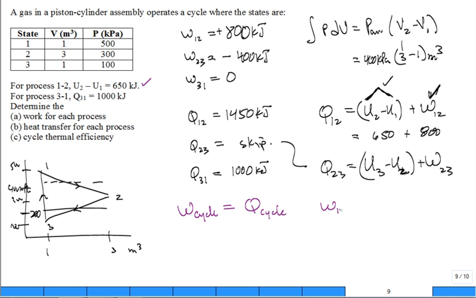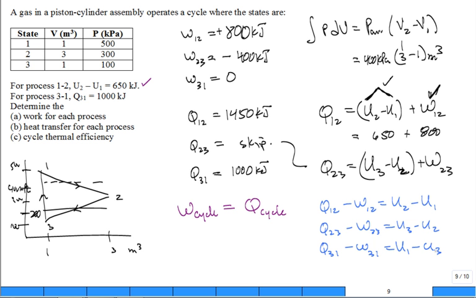So let's do it this way. I'll write it like this. Q 1 to 2 minus work 1 to 2 is equal to U2 minus U1. Make sense? Let's write it another time for the second process. Q 2 to 3 minus work 2 to 3 equal to U3 minus U2. Let's do it again. Q 3 to 1 minus work 3 to 1 is equal to U1 minus U3. True? I have three equations.